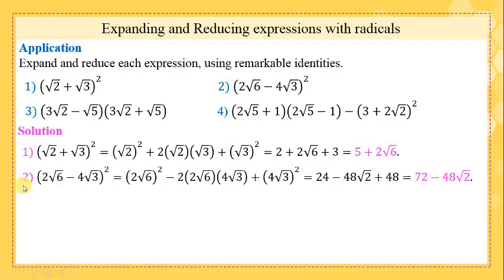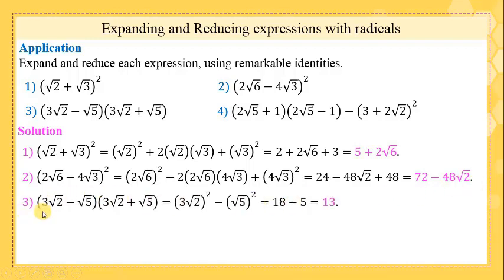Number 2, 2 radical 6 minus 4 radical 3, all of it to the power 2. This is equal to, by applying the second remarkable identity, 2 radical 6 all of it square minus 2 into 2 radical 6 into 4 radical 3 plus 4 radical 3 all of it to the power 2. We get 24 minus 48 radical 2 plus 48. Adding 24 and 48, we get 72 minus 48 radical 2.